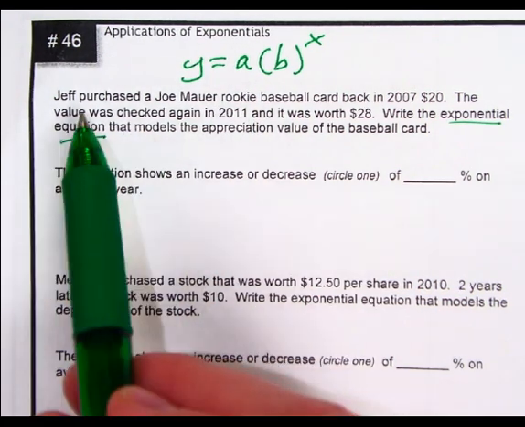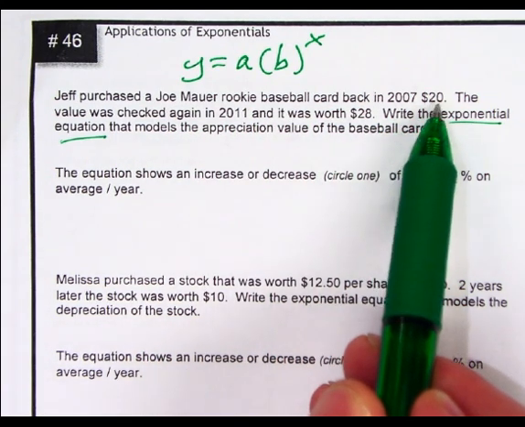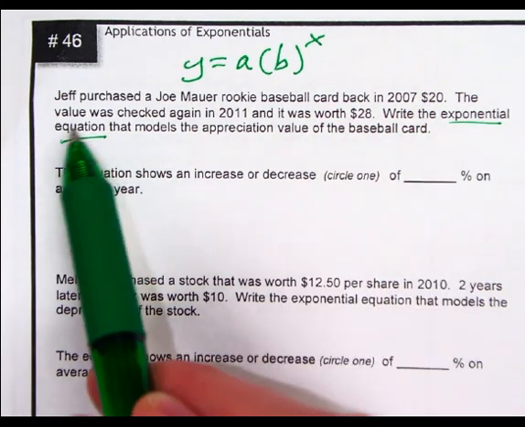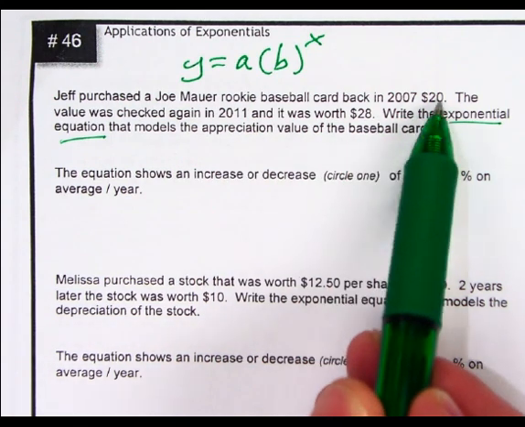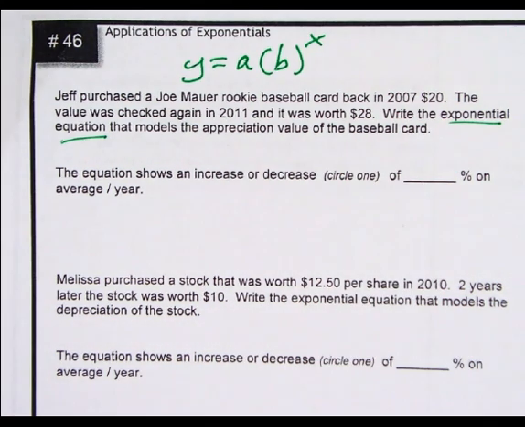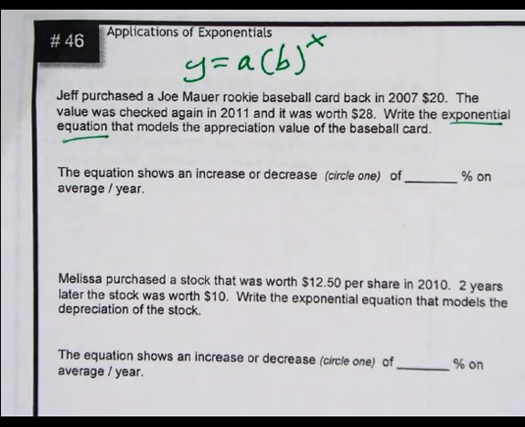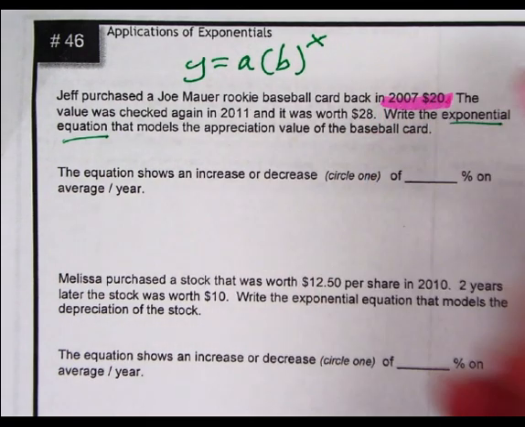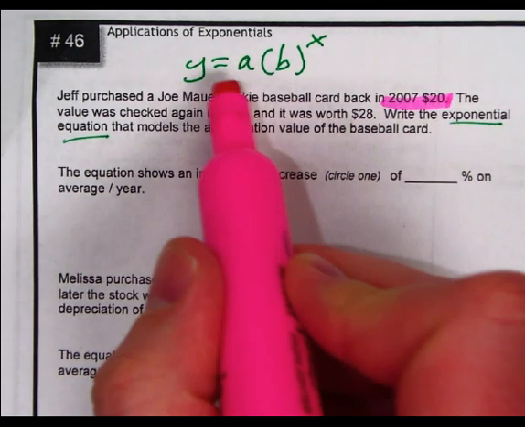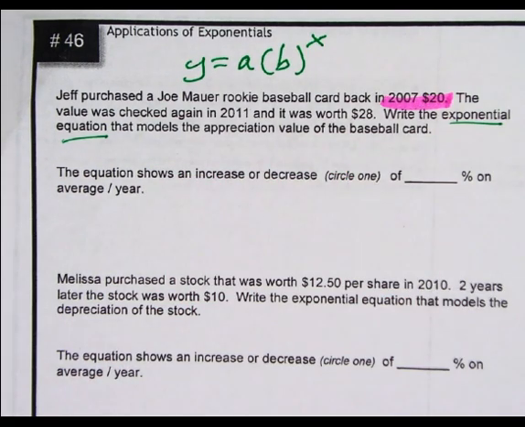So if I read the problem, Jeff purchased a Joe Mauer rookie card back in 2007 for $20. The value when he checked again in 2011 was $28. So this is my initial value right here. That number I take from the story because it was the $20 that he had spent originally on the card. So this number right there is going to go into our problem for our A value. Now we need to calculate to find our B value. Well, it changed from 20 to 28.